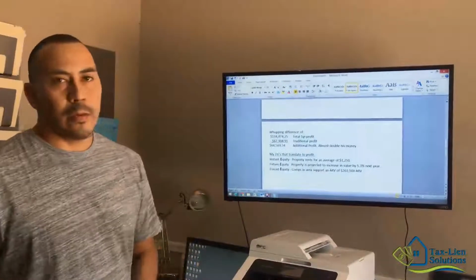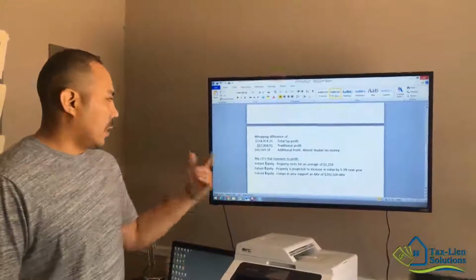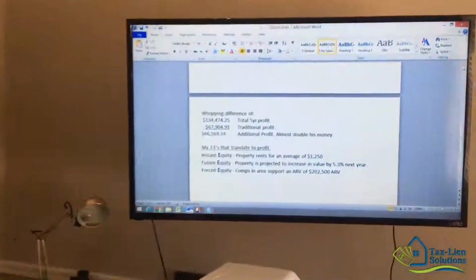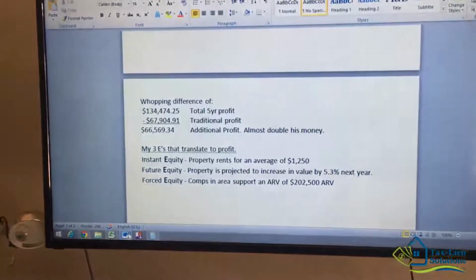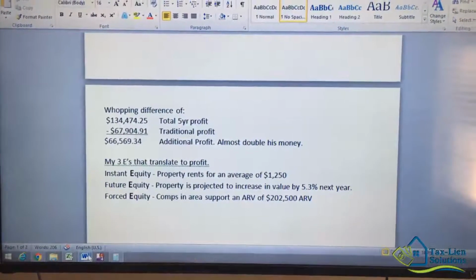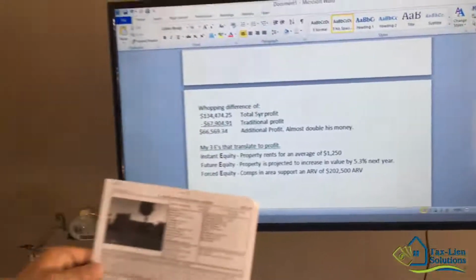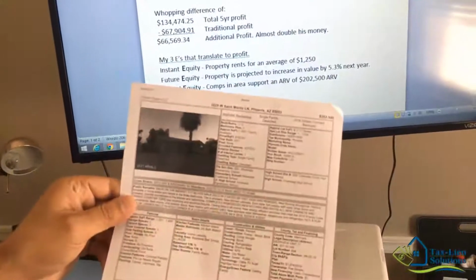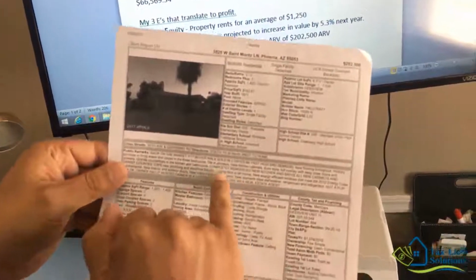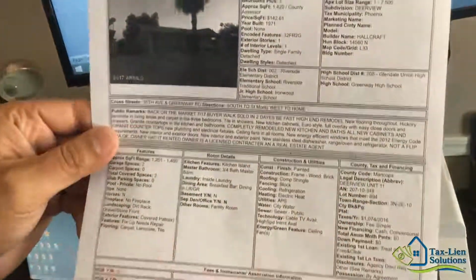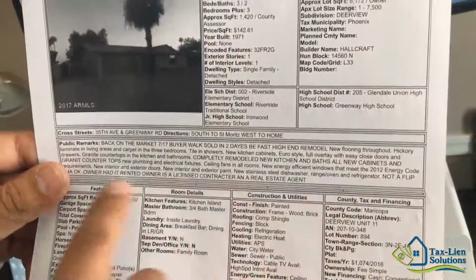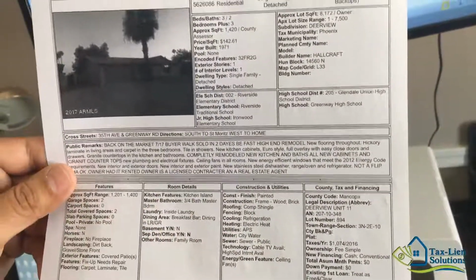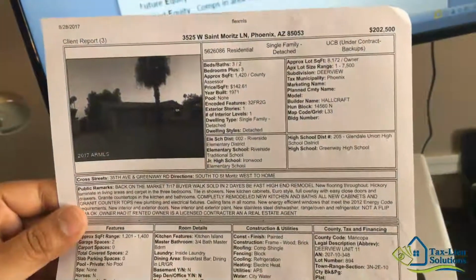Now, forced equity. In running the comps, we were able to find comps in the area that support a sell price of $2,025. Okay, so here's one property that's really close by, $2,025, almost the same features as the property, but completely remodeled: kitchen, bathrooms, new cabinets. It's all been done. New windows. So there's definitely been some upgrades on this property. Now, what do we call that? We call that forced equity.